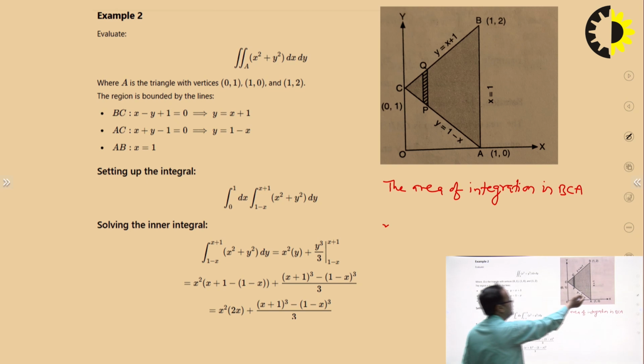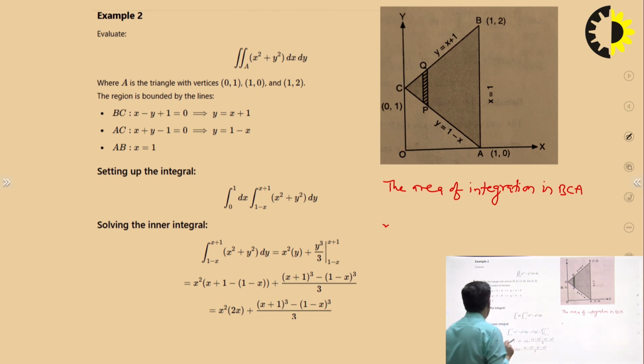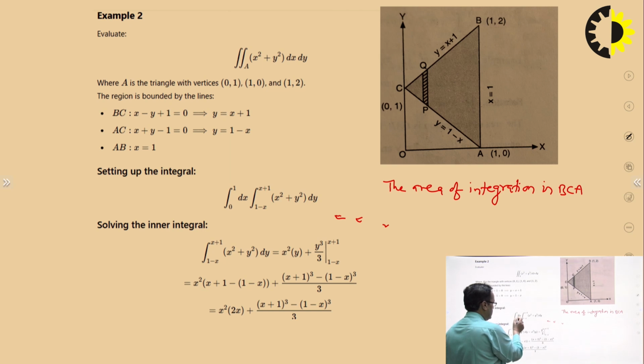x equal to 1 means the equation of a line parallel to the y axis. First, integrate x square y square dx dy. The x varies from 0 to 1 and y varies from 1 minus x to x plus 1. The limit is 0 to 1 dx, 1 minus x to x plus 1, x square y square dy.